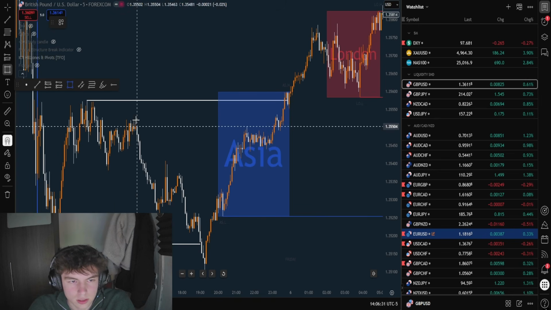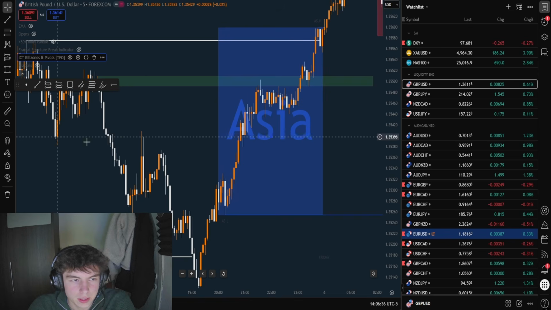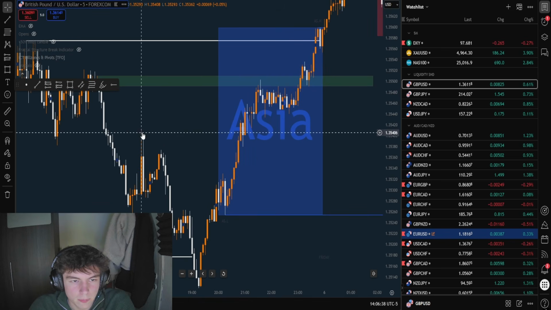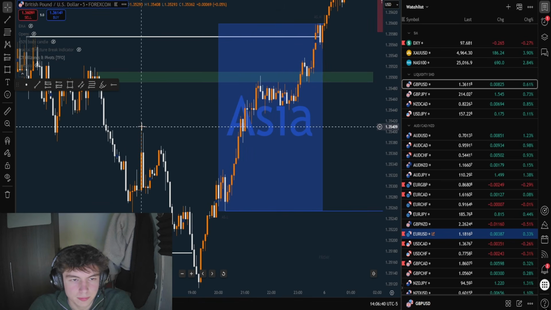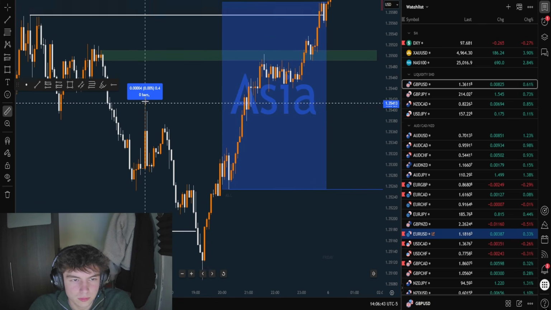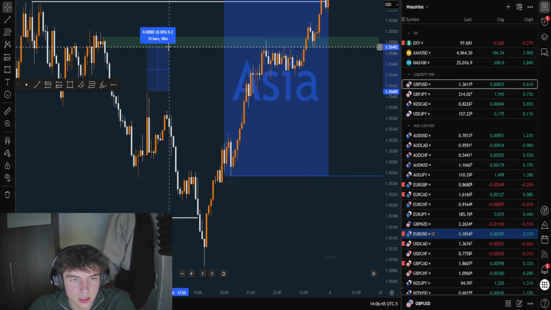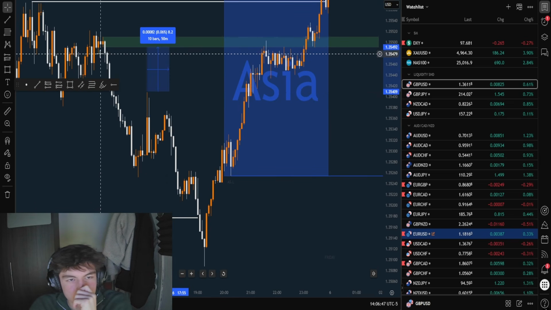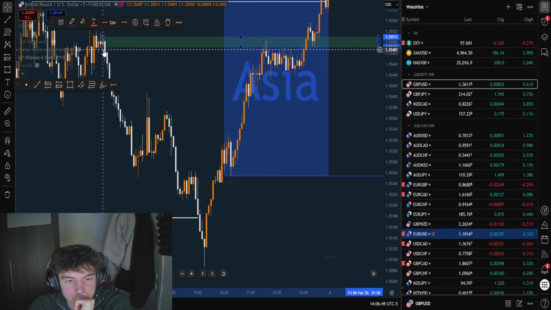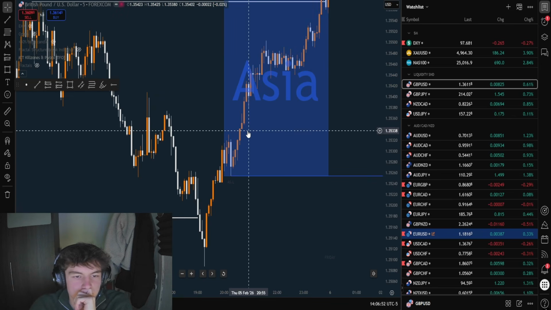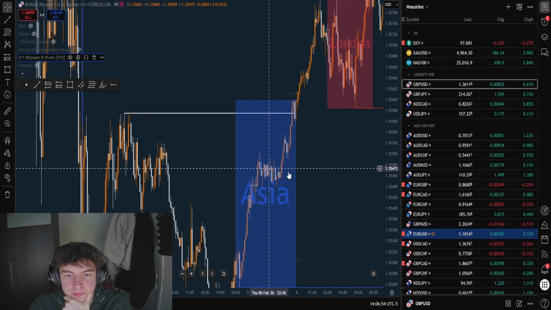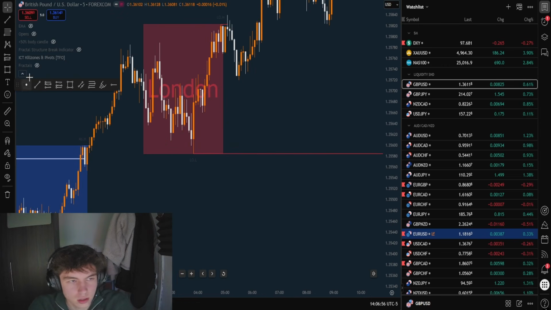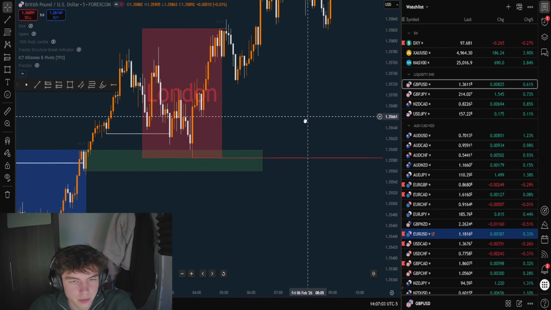This is, for an example, a loss. But the distance between liquidity and the demand zone cannot be too big as well. So that's all. We want to wait for liquidity to form. We want to see a clear area of demand.